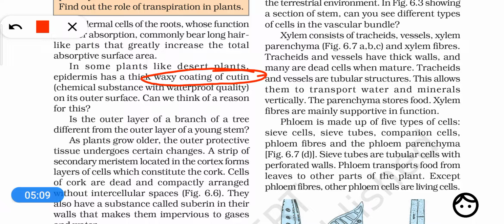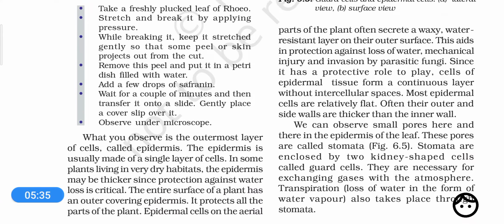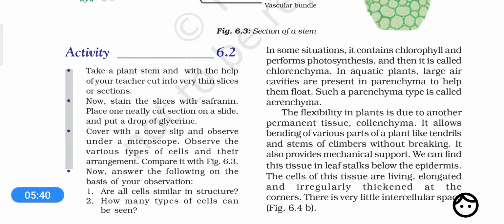Now dear students, something is written here: is the outer layer of a branch of a tree different from the outer layer of the young stem? If we talk about a young stem, then the outer layer is green, but if we talk about a branch of a tree, then the outer layer is brown colored bark. So we are going to talk about what bark is and how the bark is formed. Let us understand this.